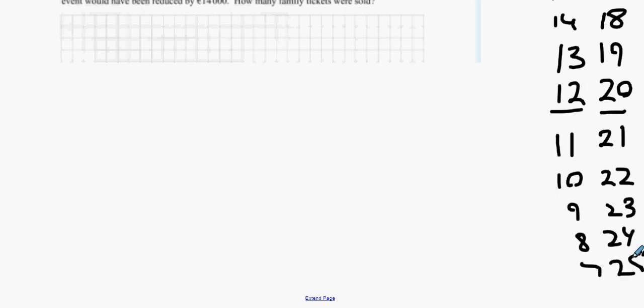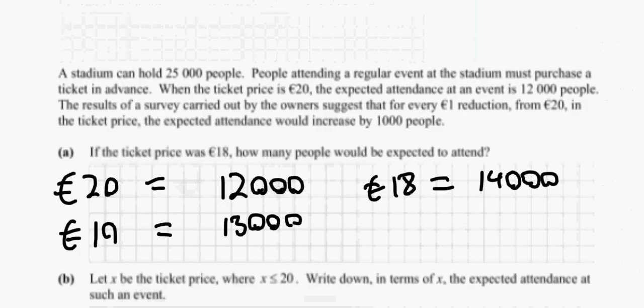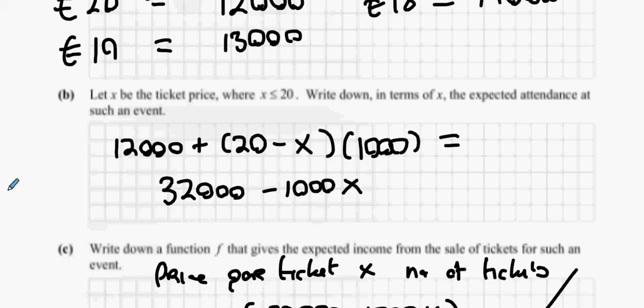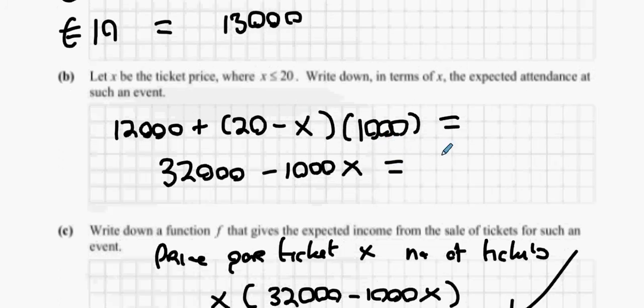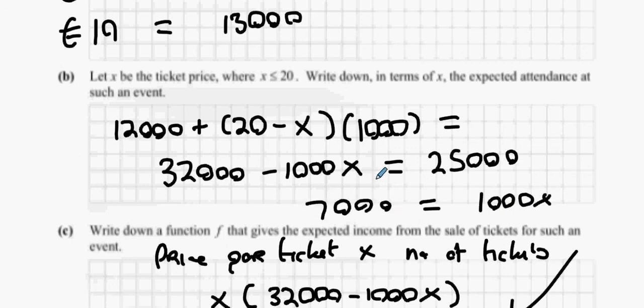Does anyone have a quicker way of doing that? There is. What's the quicker way? Go back to your original equation. Expected attendance, we could have just equated that to 25,000, couldn't we? And then we get 1,000x equals, and x would equal 7. That was much quicker, wasn't it? How many of you counted downwards? Self and Chris, two of a kind, right? So everybody happy with 7?